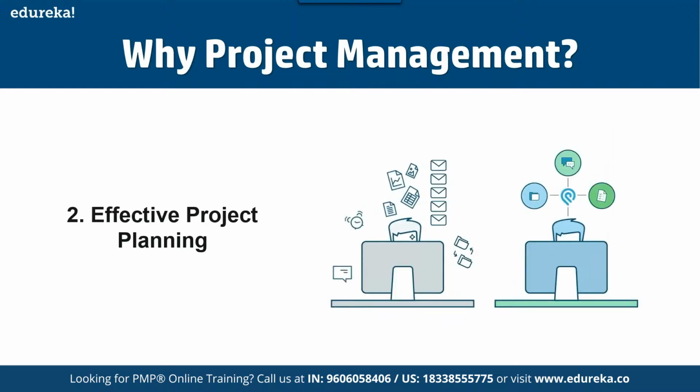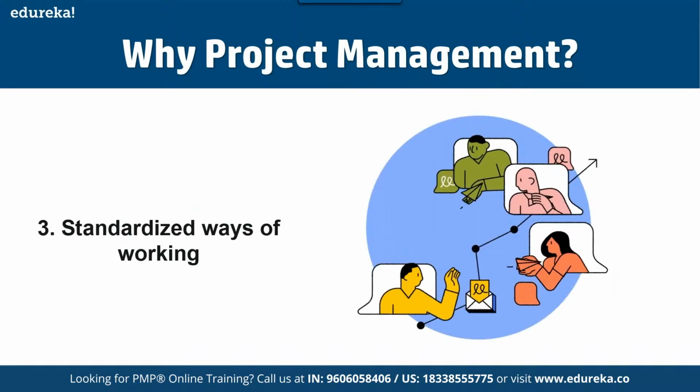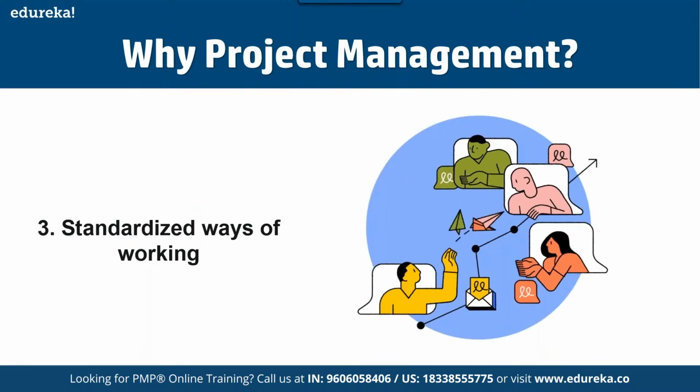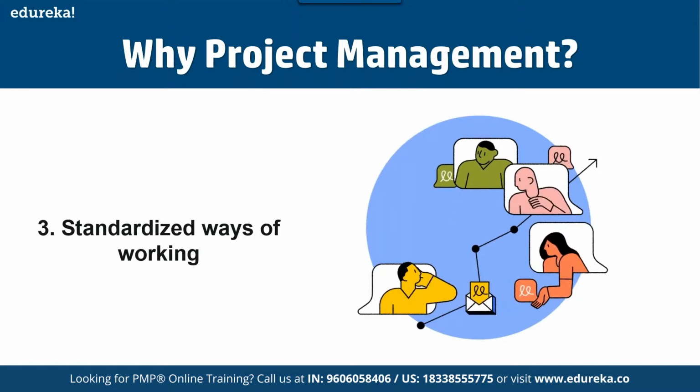Next is effective project planning. I realize my project has 10 different components. First of all I can prioritize which component I have to work on, and I can distribute those components to different people. Next is a standardized way of working, wherein all the people can share their ideas.